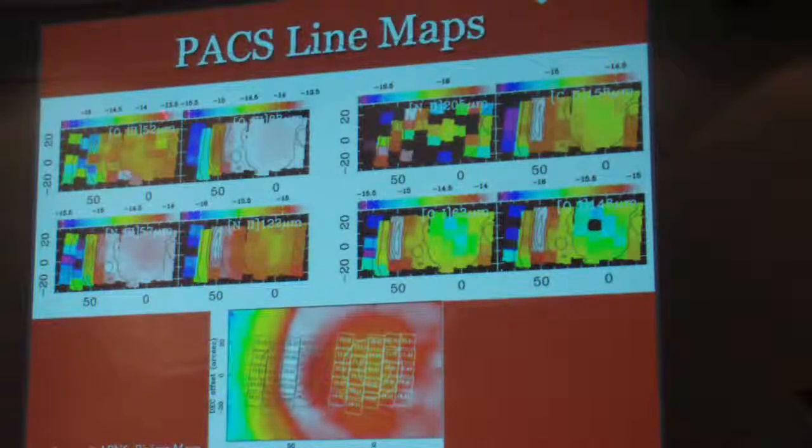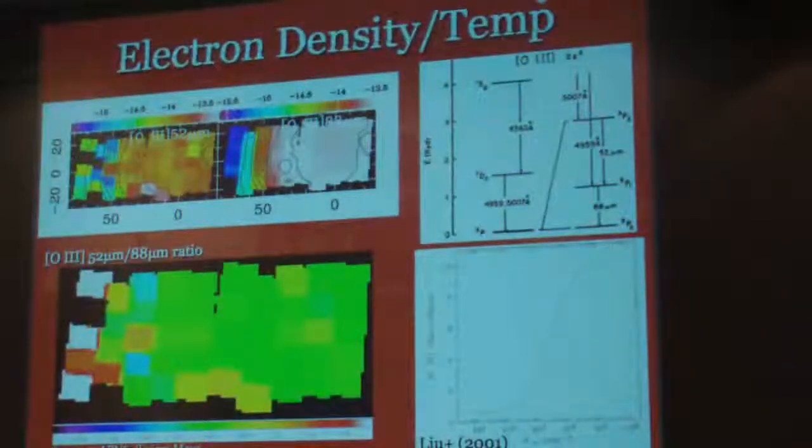Here's 0352, 88, N2, 122, 105, and so forth. And we can take ratios between these maps and then talk about electron temperature and electron densities. So here's the 0352 to 88 ratio. These transitions correspond to the lowest two of the five lowest transitions. And from this ratio, you can talk about the electron density.